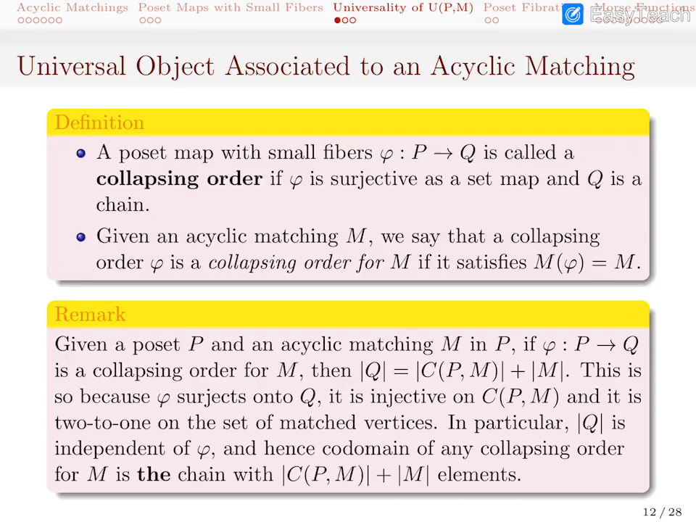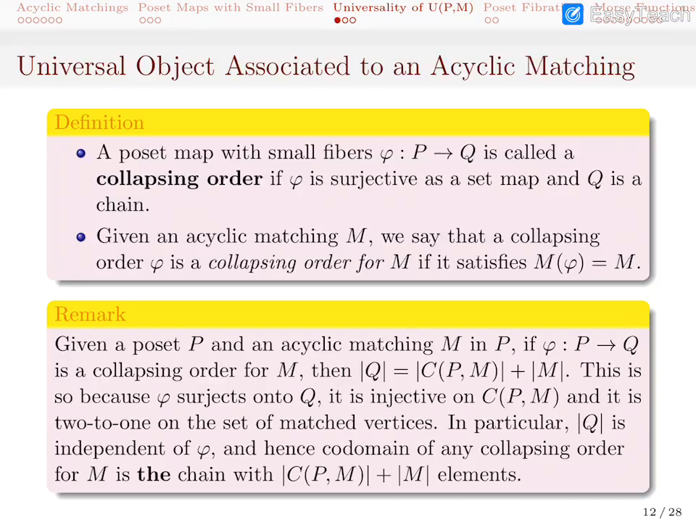And now we have a very important remark which will be used in later sections: given a poset P and an acyclic matching M in it, if phi from P to Q is a collapsing order for M, then the cardinality of Q, and thus Q itself, because given a natural number n there is a unique chain with n elements, is well defined. It is just the cardinality of Q equals the cardinality of the critical points CPM plus the cardinality of M. The reason being that phi first of all surjects onto Q, it is injective on CPM, and it is 2 to 1 on the set of matched vertices.